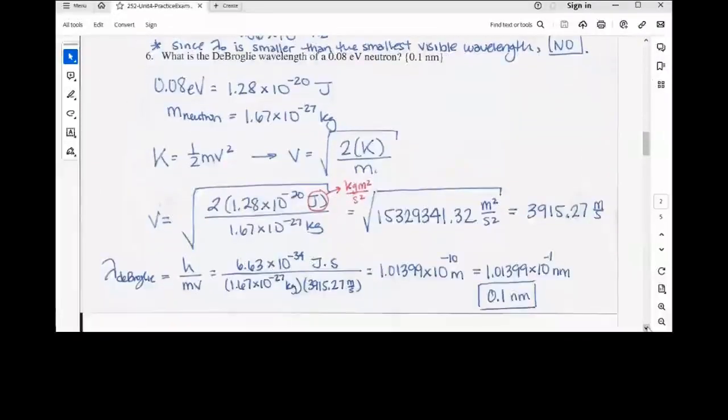Number 6, what is the de Broglie wavelength of a 0.08 electron volt neutron? So this energy is something that I can equate to a kinetic energy because we're not talking about a photon, which is massless. Neutrons have mass. So I convert 0.08 eV into joules, and I look up the mass of the neutron, which is 1.67 times 10 to the negative 26 kilograms. That's not something that I would expect you to have committed to memory, so it would be on the formula sheet if this showed up on an exam.